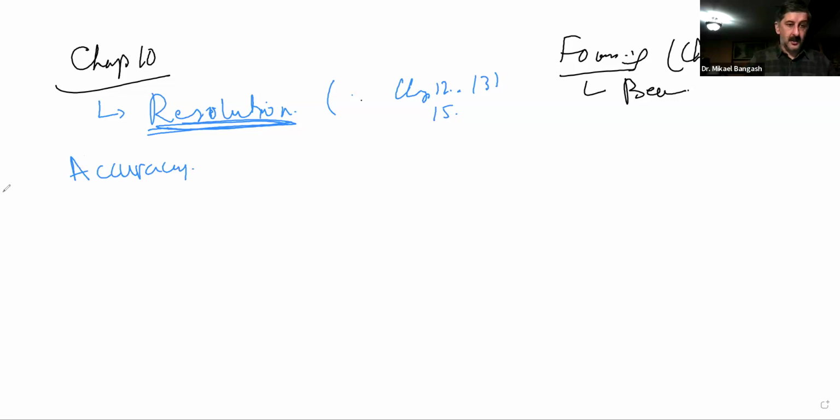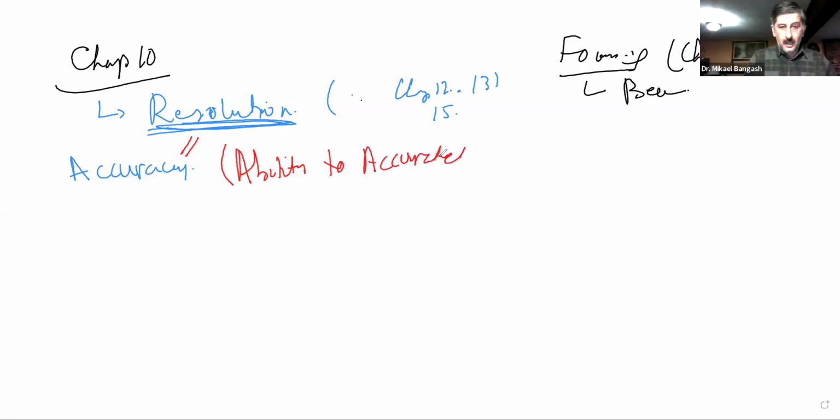As far as ultrasound physics is concerned, whenever we see the word resolution, it's going to mean accuracy. Or we can also say the ability to accurately display. Did that make sense?